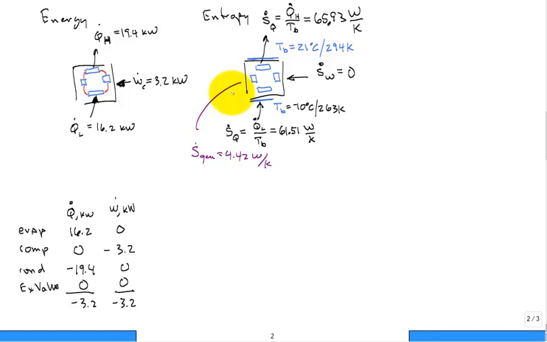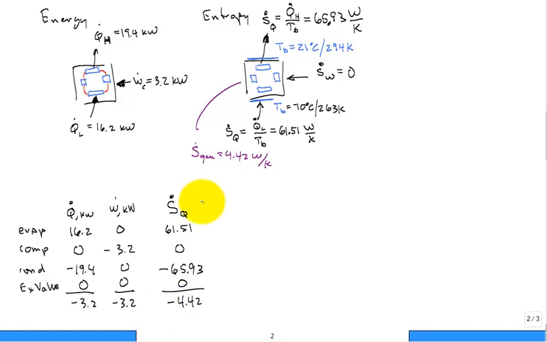So let me do this. I'm going to continue this table down here, and we're going to talk about the rate of entropy transfer with the heat transfer into the evaporator, the compressor, the condenser, and the expansion valve. Some of those are going to be zero. Let's do that for the evaporator. It's coming into the evaporator at 61.51. What about the rate of entropy transfer with the heat transfer for the compressor? Well, the compressor has no heat transfer, hence no entropy transfer with it. How about for the condenser? I'm going to revert back to the sign convention and make it a negative 65.93. It's positive up here because we're talking about it going out. How about for the expansion valve? Nothing. So if we do a sum, we find negative 4.42.